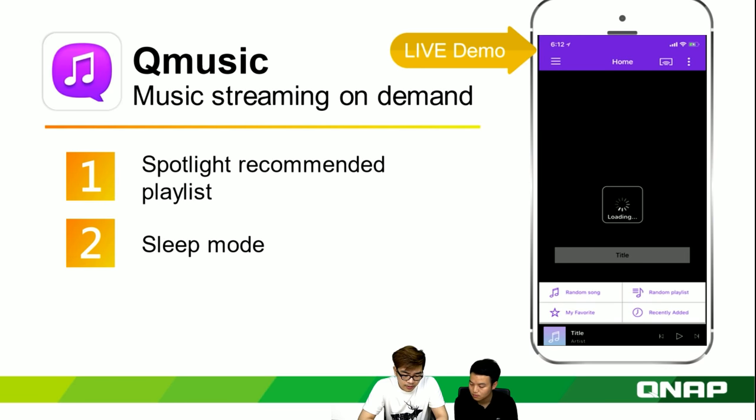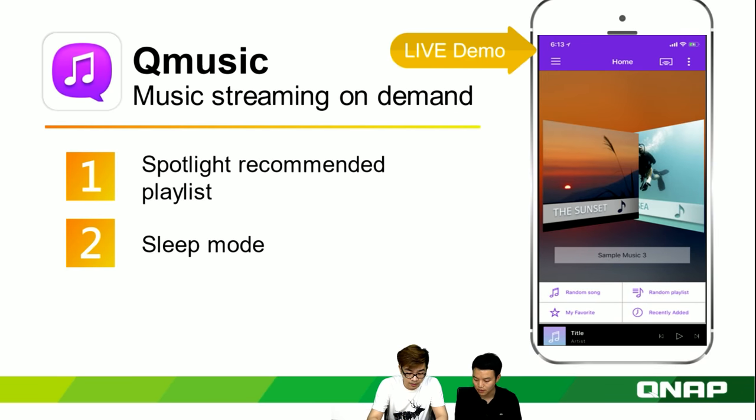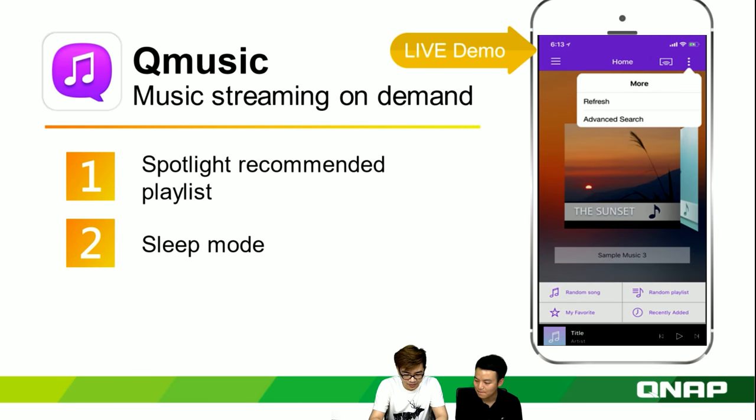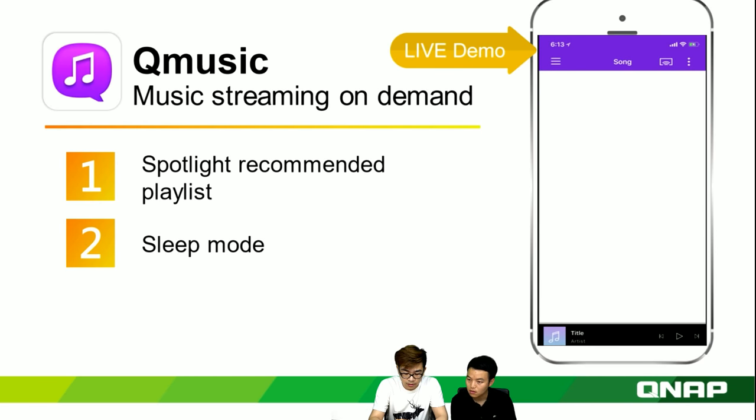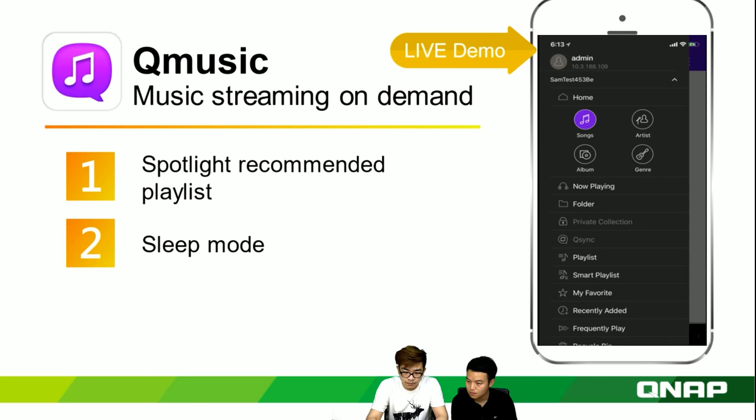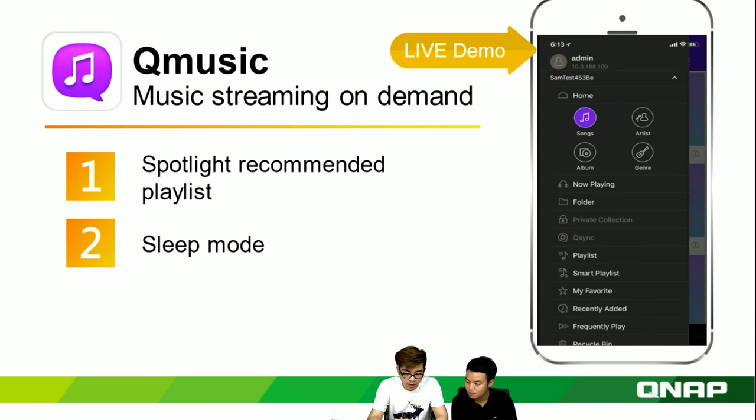And see, we can choose to play a random song or random playlist, which means you can create your own playlist, and you can play your favorite songs or recently edited ones. And see, we have two of them. Songs, and everything is just amazing. So basically, the most important functions will be hidden right here. You can choose everything by songs, by artist, by album or something, and it just shows up.